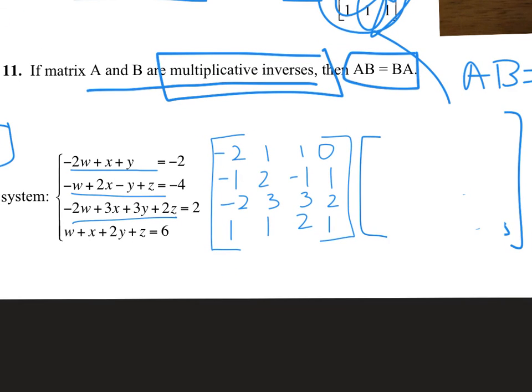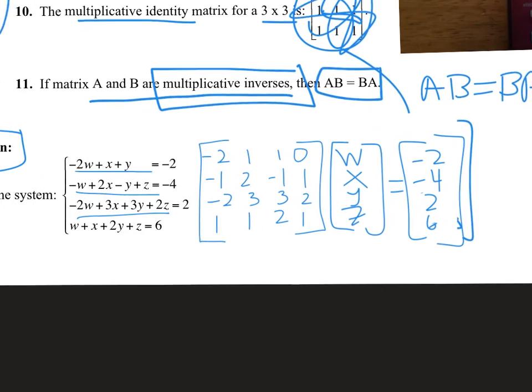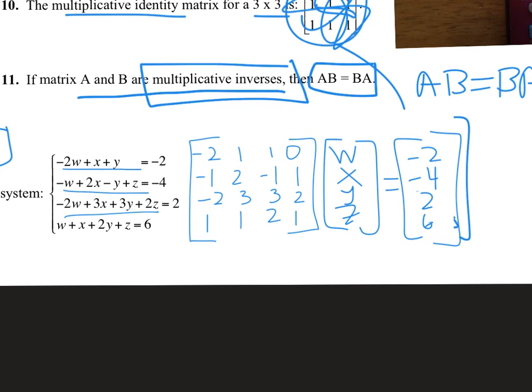All right. So then X, no. Don't do that. That is not true. It's this one. It's W, X, Y, Z equals negative 2, negative 4, 2, and 6. So what you're going to do, I'm not going to do it because I got to take a walk with my son. Yes, Jack? Yeah, okay.